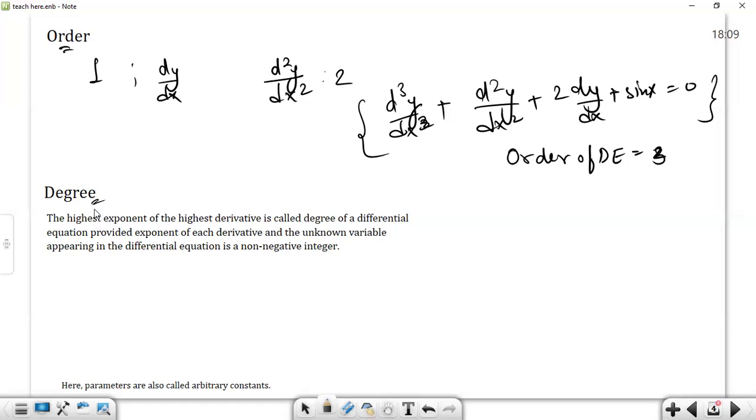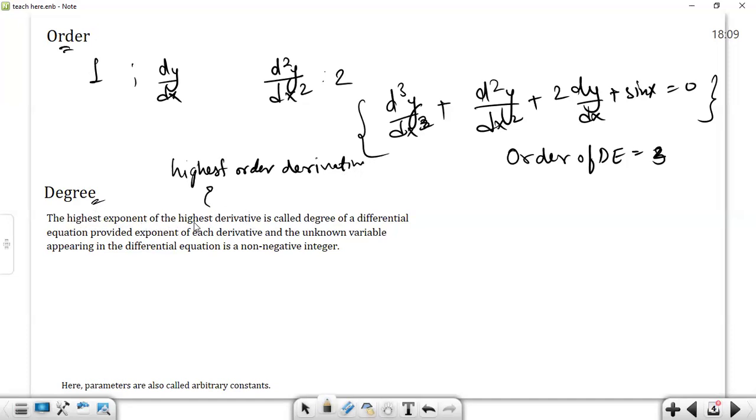For calculating order, there are not many conditions, but when it comes to degree, we need to be careful. Let's first understand what degree is. Degree is basically the highest exponent of the highest derivative. Highest derivative means the highest order derivative. There must be an order in this one.